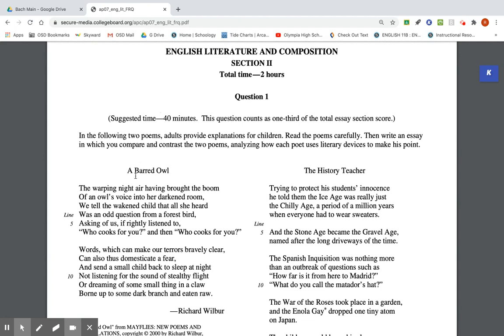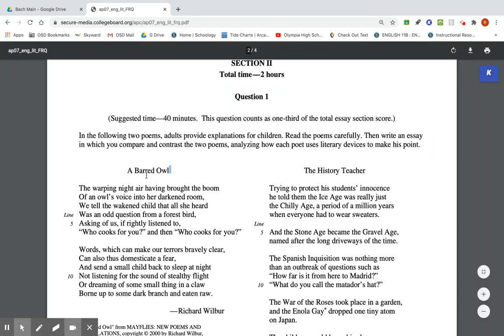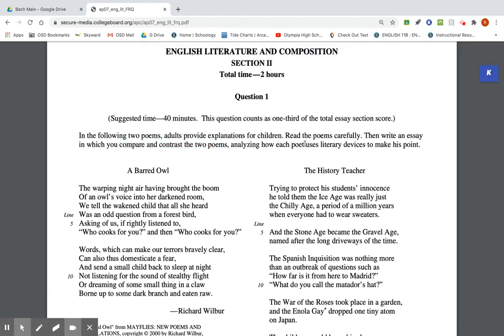And what it asks us to do is to read these two poems, A Barred Owl and The History Teacher, and to compare and contrast both poems, analyzing how the poet uses literary devices to make, in this case, his point. Both of these authors are male.